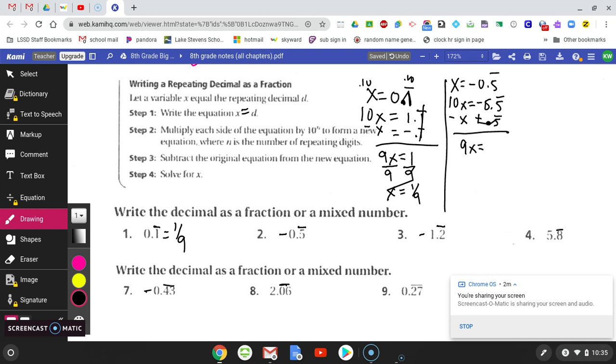And negative 0.5 repeating plus 0.5 repeating is negative 0.5. The repeating of the 0.5 cancels out. And then we divide both sides by 9, and we get x is equal to negative 5/9.